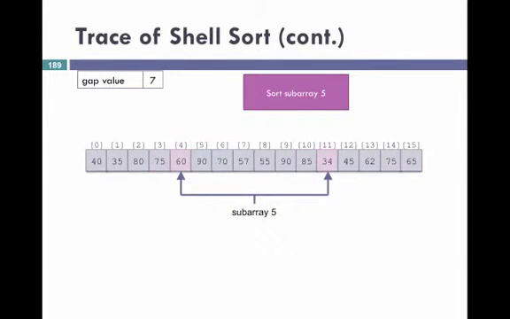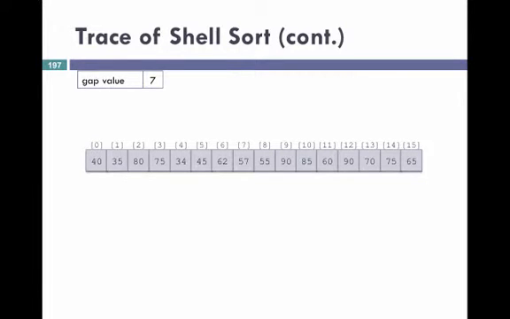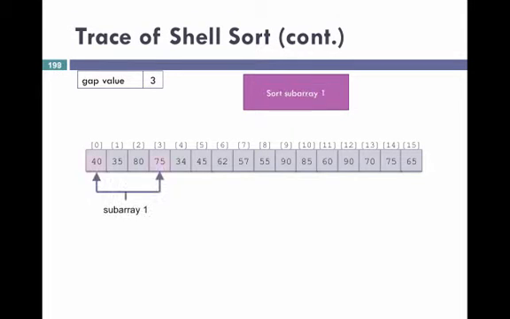Here for subarray 5 we need to swap. We also swap for 6. We swap again. What we're doing is just getting each subarray in order. And here's subarray 1. It's in order. And here's subarray 2. It's also in order. So now all of the subarrays with a gap of 7 are sorted. Then we sort on a smaller gap. So a gap value of 3.